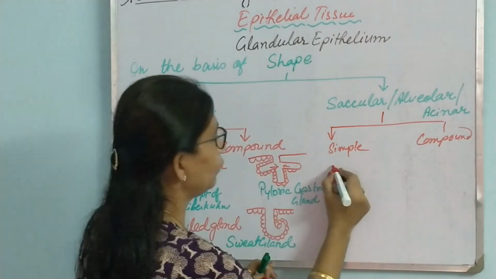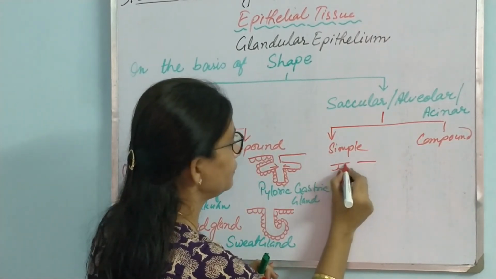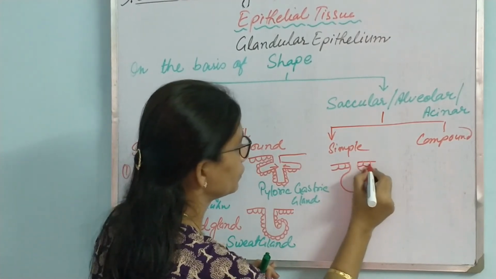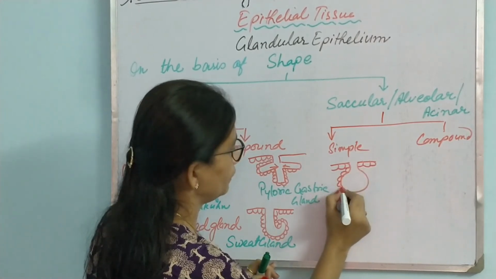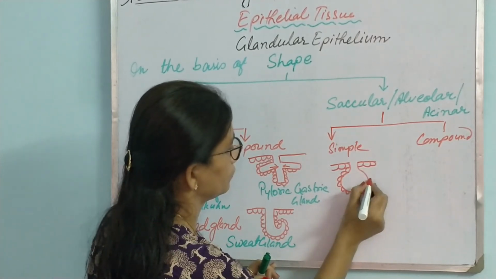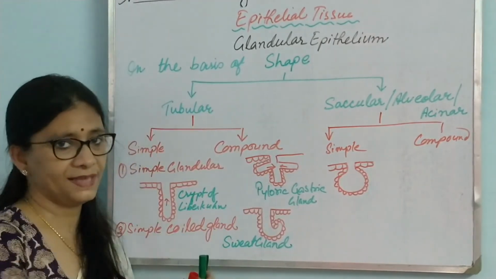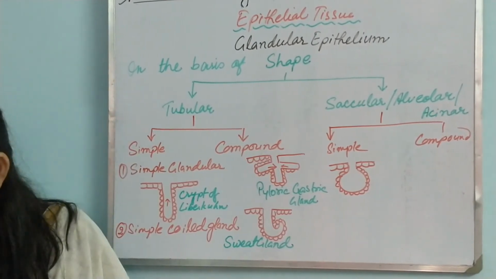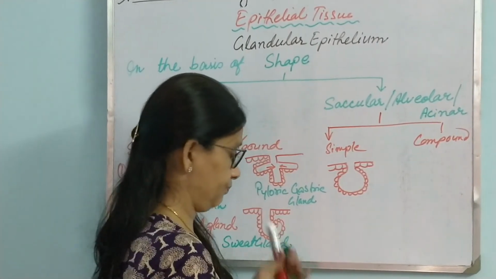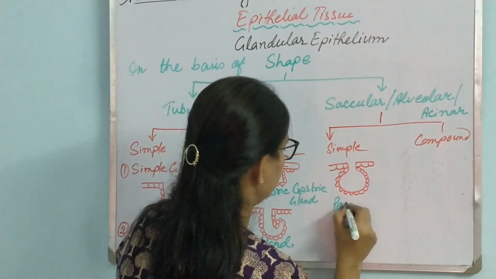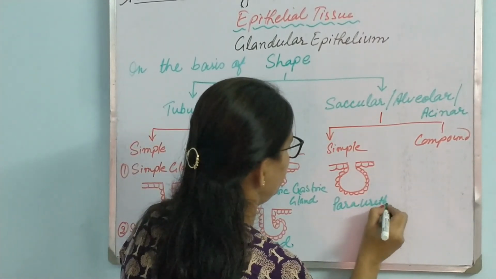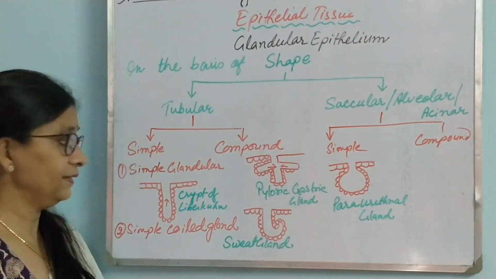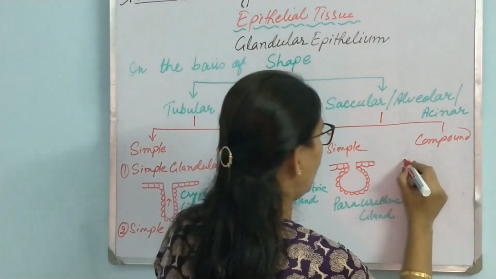In case of simple, here also there is an opening in the cells, and then in that opening there is a sac-like structure which secretes substance. A single sac-like structure. This is secretory in nature. Example being urethral gland, para-urethral gland. They are simple saccular. Then the next type that we have is compound saccular.